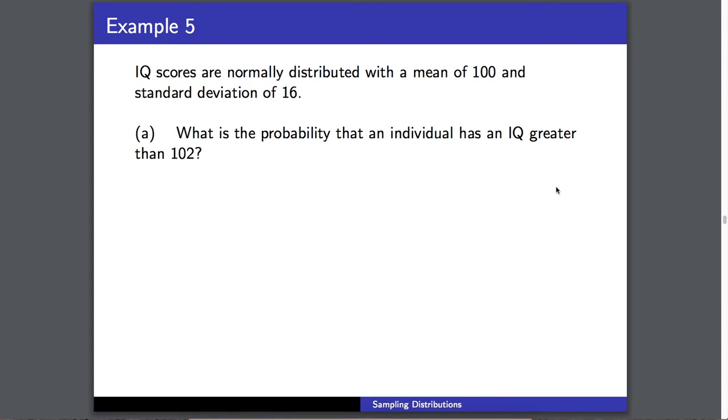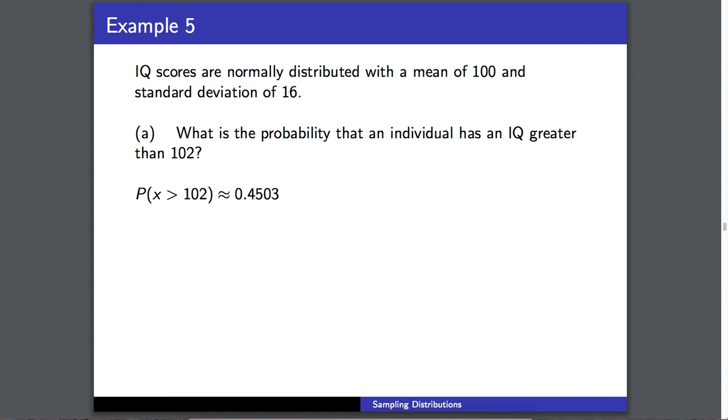All right, so example 5: IQ scores are normally distributed with a mean of 100 and standard deviation of 16. Again, IQ scores just tell you how good you are at taking IQ tests. That's pretty much it. What is the probability that an individual has an IQ greater than 102? For this one, the probability of an individual IQ greater than 102 is about 0.4503. We're not taking samples here, just looking at an individual one.